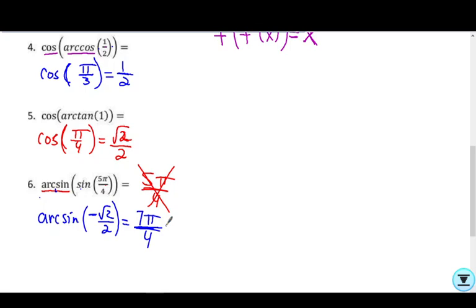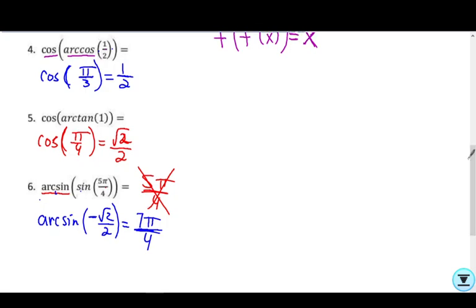Okay, but again, none of this is going to be possible if you don't know your unit circle values. So if you haven't figured out a way to remember those, you need to work on that right away.